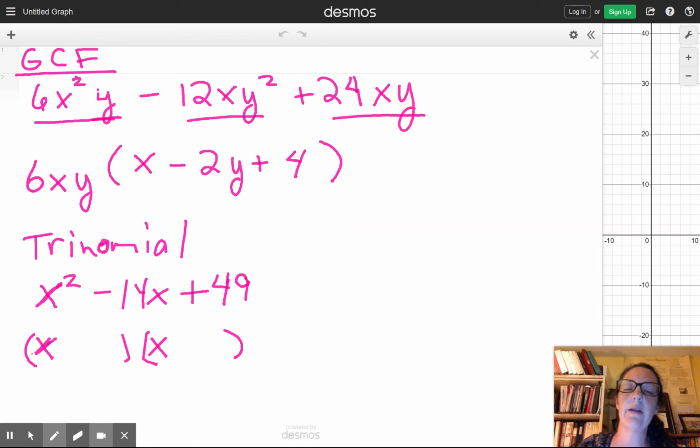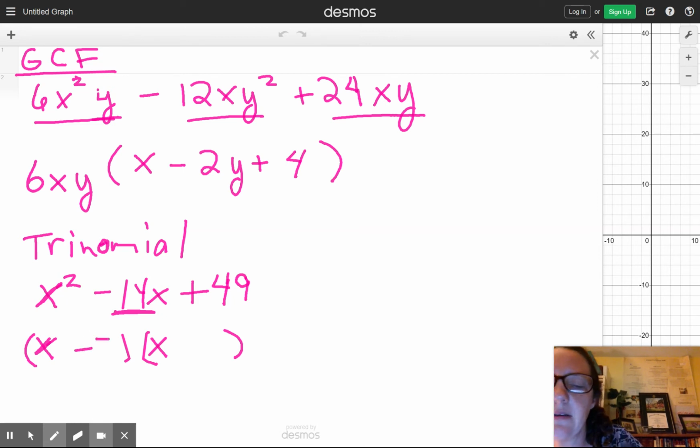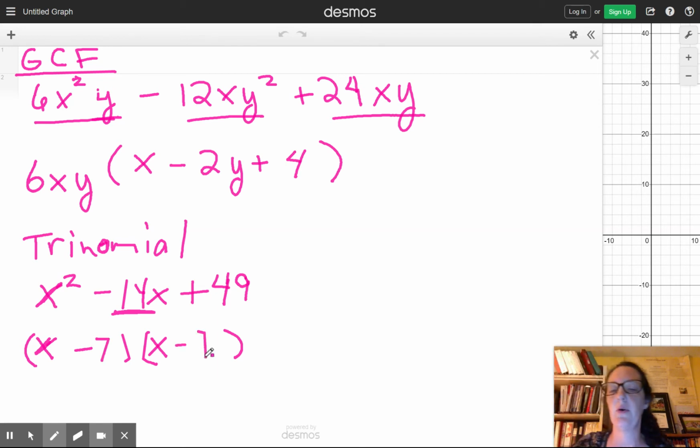Then we have to think what multiplies to 49. What are the factors of 49? Well, there's 1 and 49. There's 7 and 7. But I notice that I'm going to need a middle term of negative 14x. So I'm going to fill in negative 7 on both of these binomials because negative 7 times negative 7 is positive 49, but negative 7 plus negative 7 is negative 14.